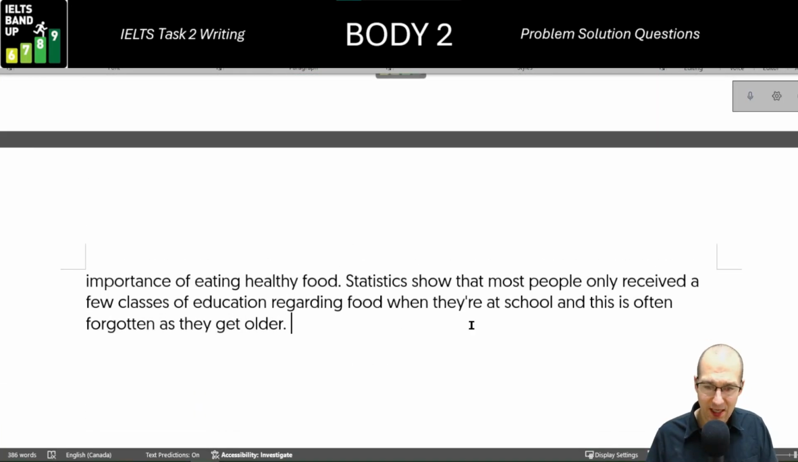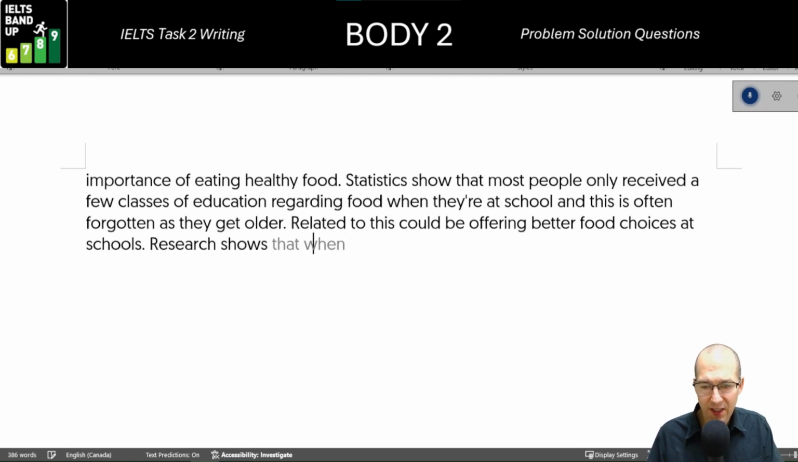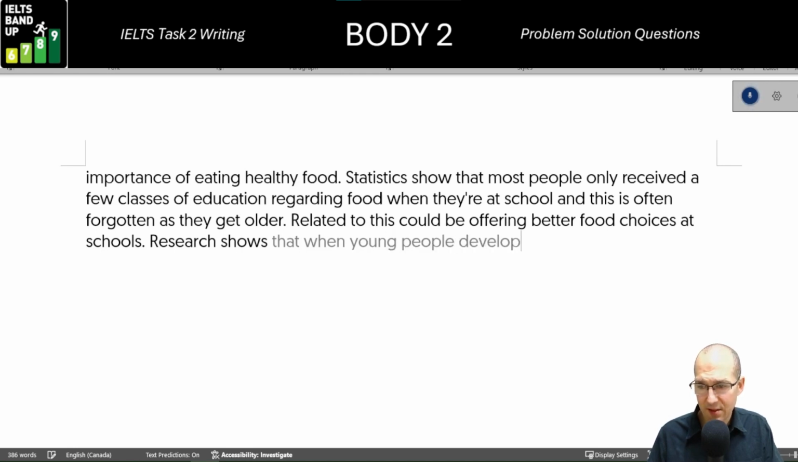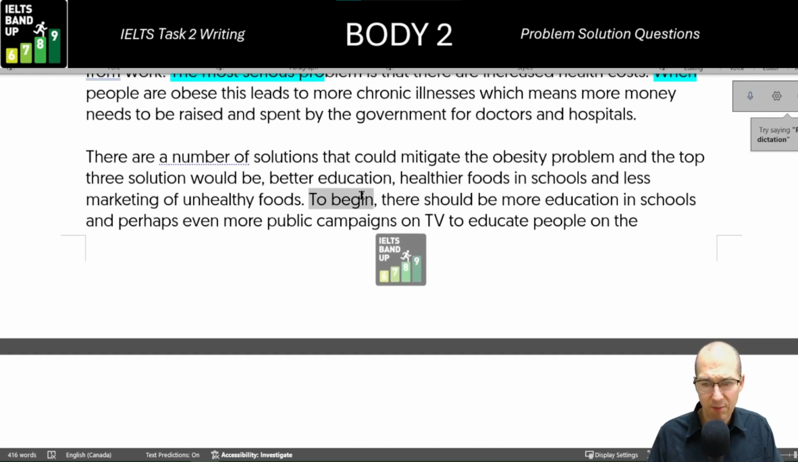And, they said education. Well, related to this could be offering better food choices at schools. Research shows that when young people develop good eating habits, this will naturally carry on into their adult lives. And apologies, I need to go back and just mark the first one, right, to begin.